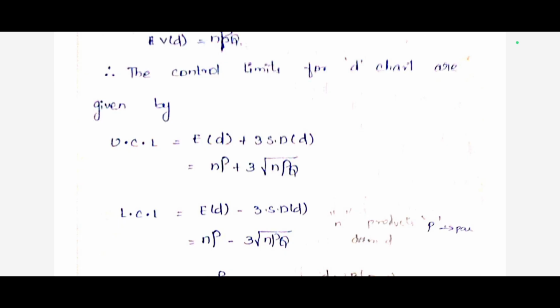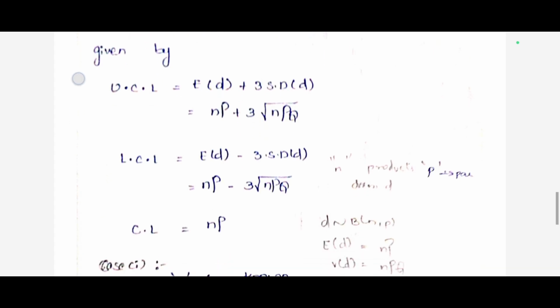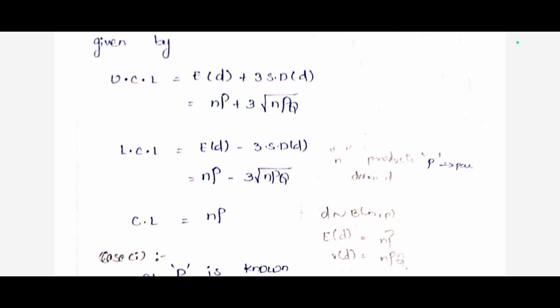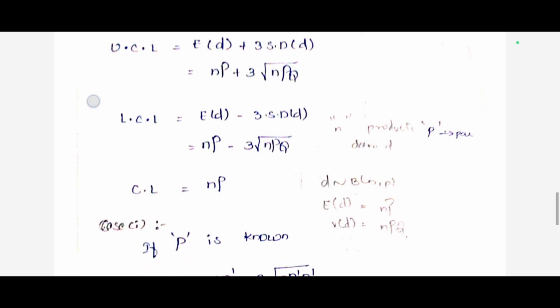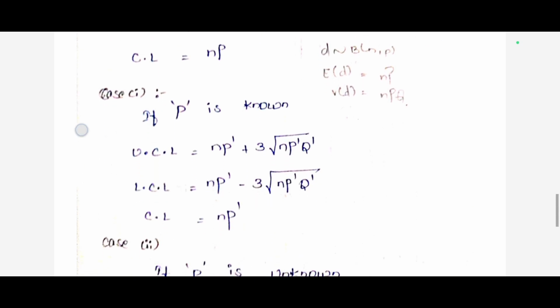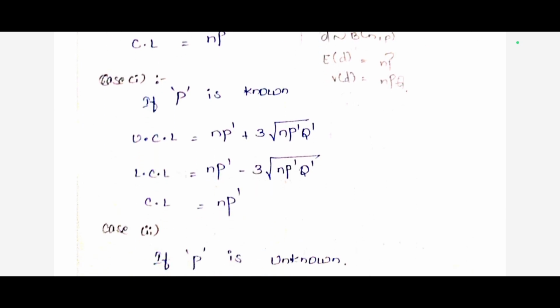Therefore, the 3 sigma control limits for the D chart are given by UCL is equal to expected value of D plus 3 into standard deviation of D. So n into capital P plus 3 into under root of NPQ. LCL is NP minus 3 under root of NPQ. CL is equal to n into P. Case 1: if P is known, then it is denoted by P dash. You can see UCL, LCL and CL in place.